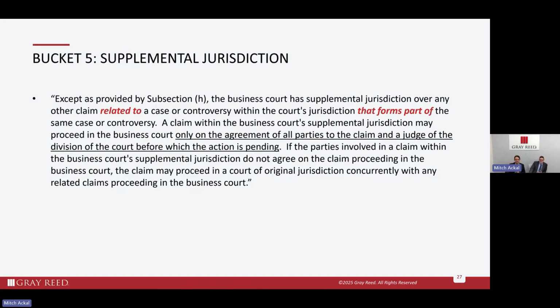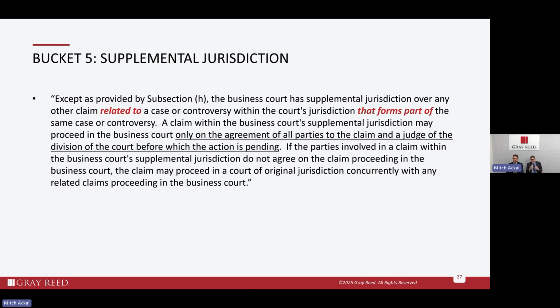So anyway, on supplemental jurisdiction, a lot of you are probably familiar with federal supplemental jurisdiction. If you look at the language of the statute on the screen, you're going to see some similarities, but you're going to immediately see some major differences. The first section talks about supplemental jurisdiction existing over claims that are both related to a case or controversy within the court's jurisdiction and that also form part of the same case or controversy. It sounds similar, but it's really two separate elements, right?